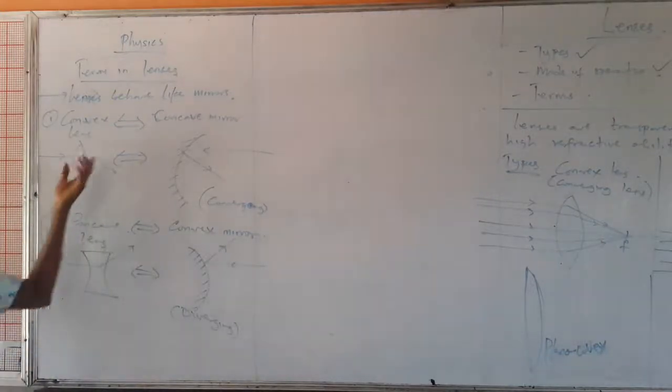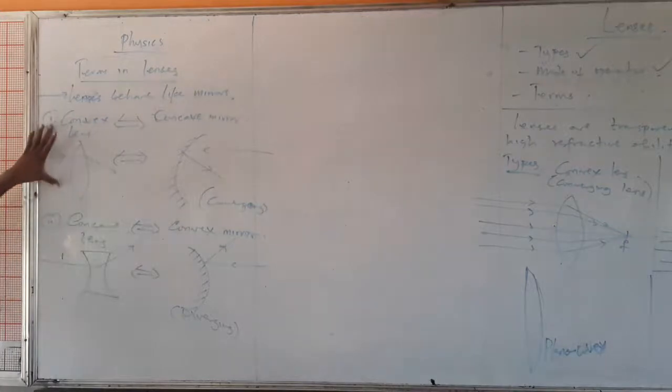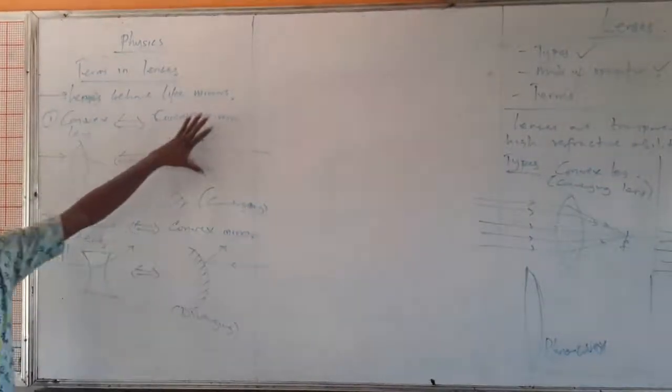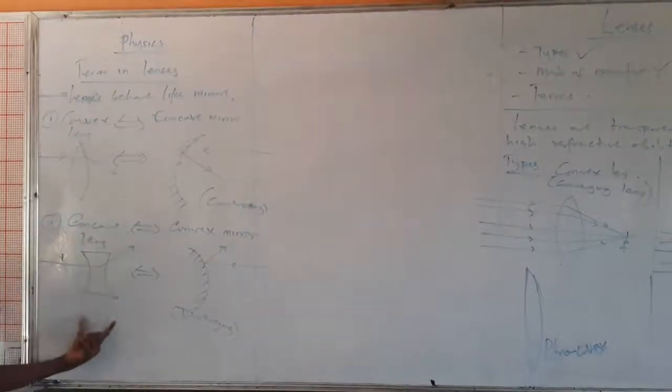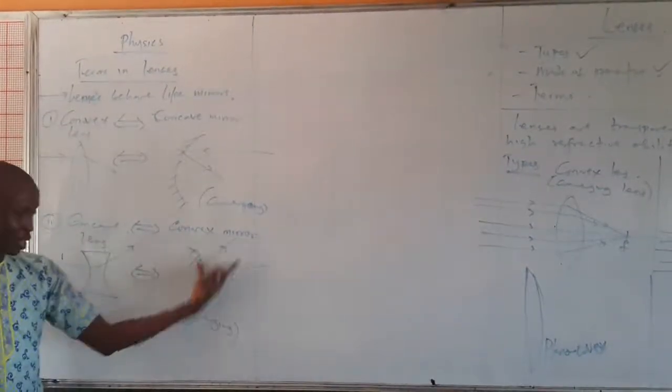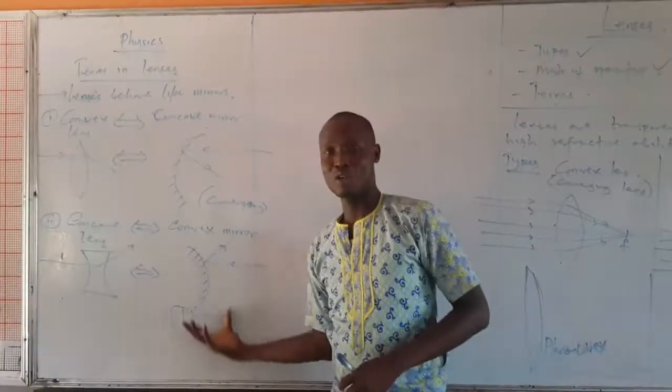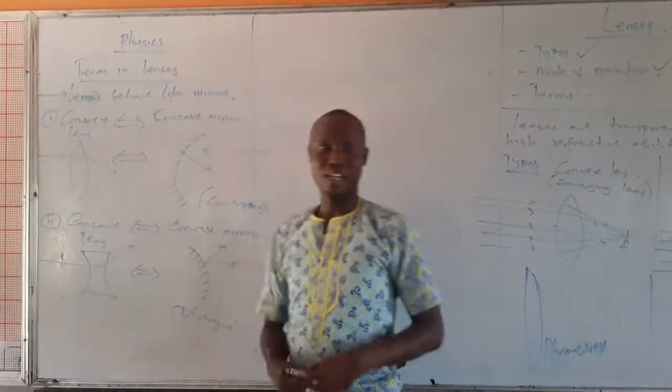When it comes to lenses, your convex lens is converging, just like your concave mirror is converging. Your concave lens is diverging, just like your convex mirror is diverging. Terms used for mirrors can also be used in describing lenses.